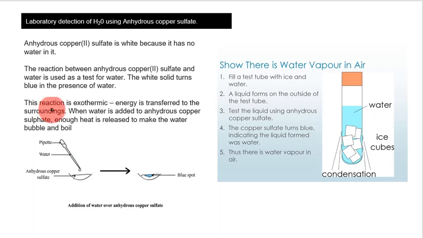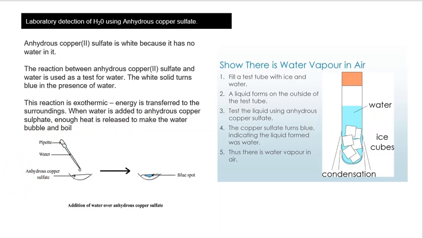So this reaction is exothermic. That means that when the reactants react together, it releases heat energy. So energy is transferred to the surroundings. When water is added to anhydrous copper sulfate, enough heat is released to make the water bubble and boil.